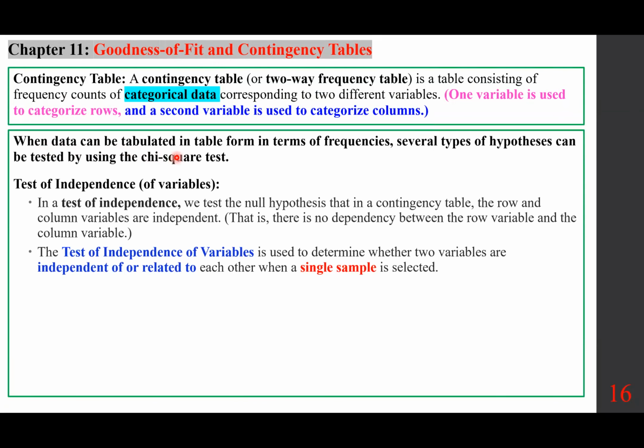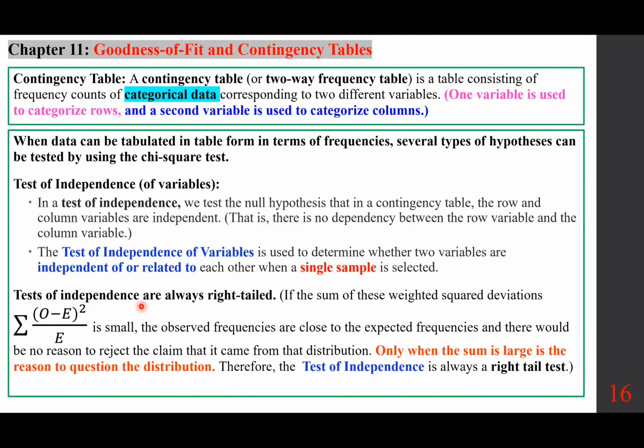When data can be tabulated in table form in terms of frequencies, several types of hypotheses can be tested by using the chi-square test of independence of variables. In a test of independence, we test the null hypothesis that in a contingency table, the row and column variables are independent. That is, there is no dependency between the row variable and the column variable. The test of independence of variables is used to determine whether two variables are independent of or related to each other when a single sample is selected. In this case, the sample refers to the people in Titanic.